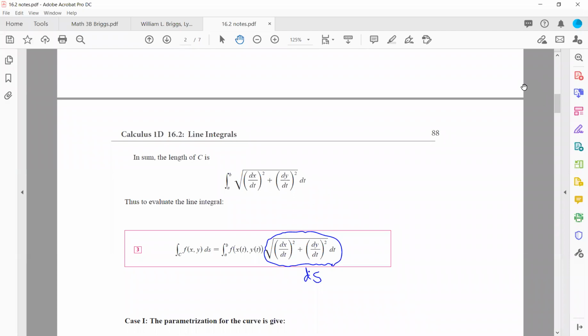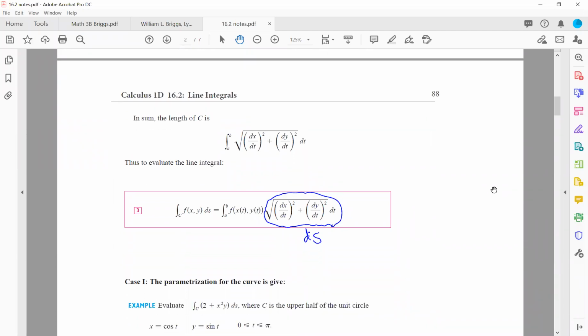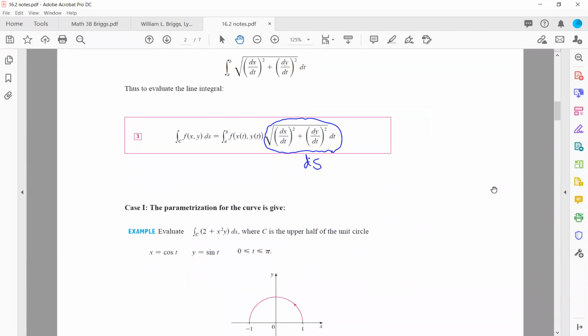Very well, let us go over some examples to see what's going on. Case 1. Suppose the parameterization for the curve is given, so you don't have to do anything else. The question says evaluate the integral of the function 2 plus x squared times y along curve C, where curve C is the upper half of a unit circle. So for sure, you know that you have a circle above the x-axis, the upper half.